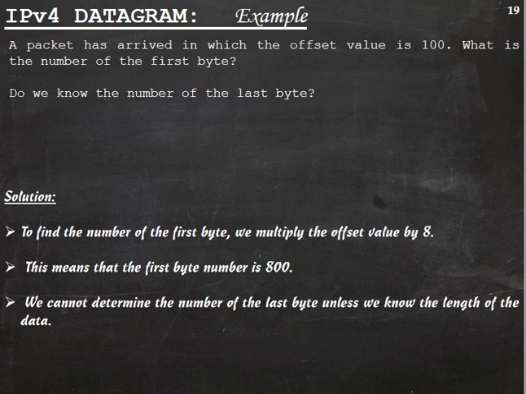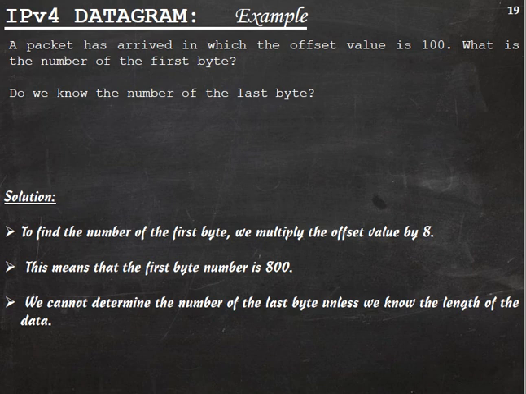Next one, a packet has arrived in which the offset value is 100. What is the number of the first byte? Do we know the number of the last byte? So a packet has arrived which has an offset value of 100. We have to find the first byte, and calculate the number of the last byte from the given offset value.